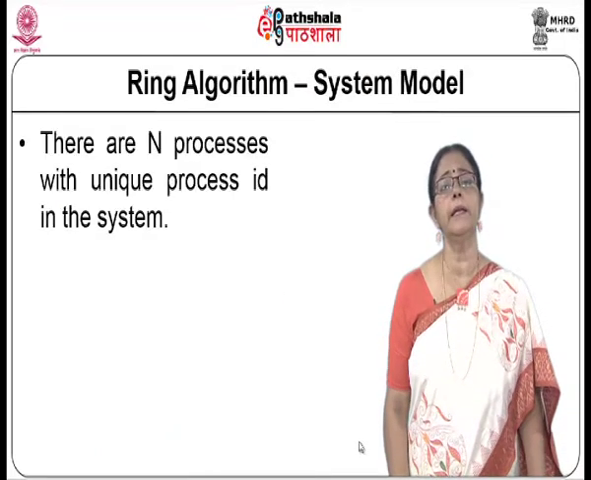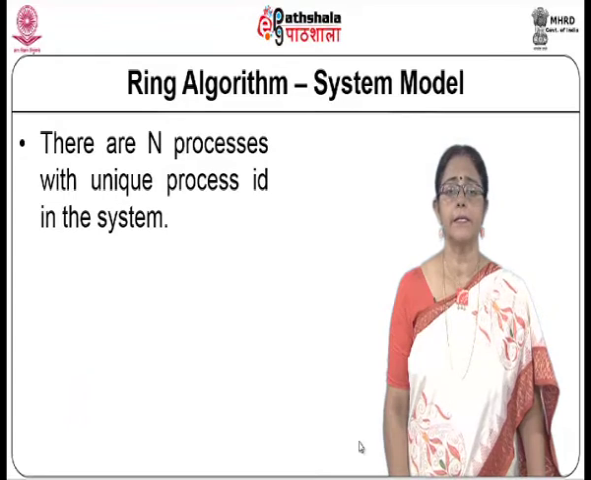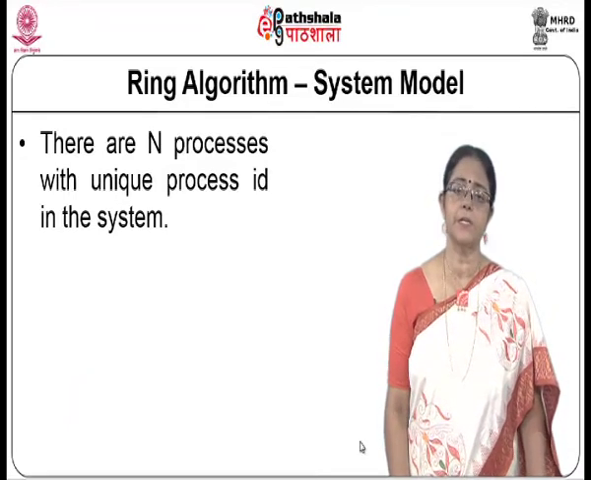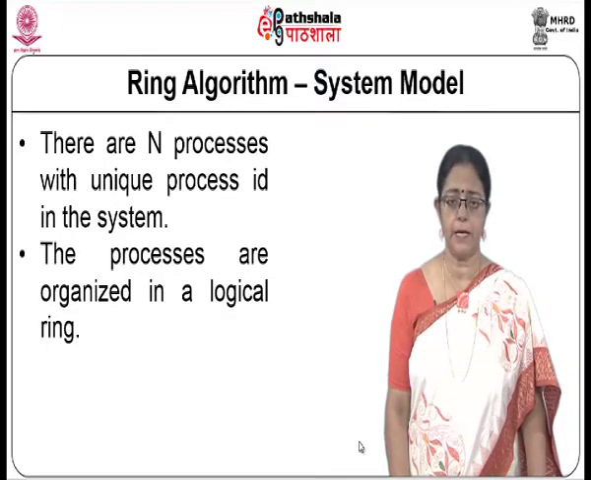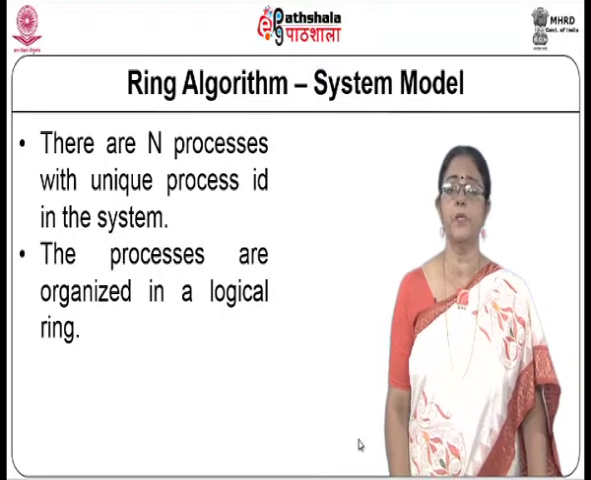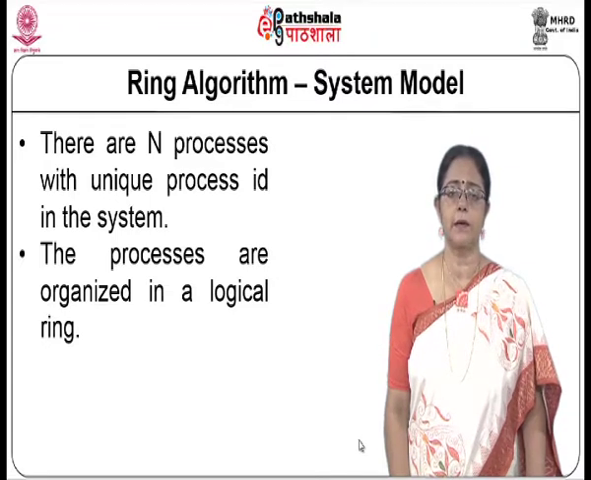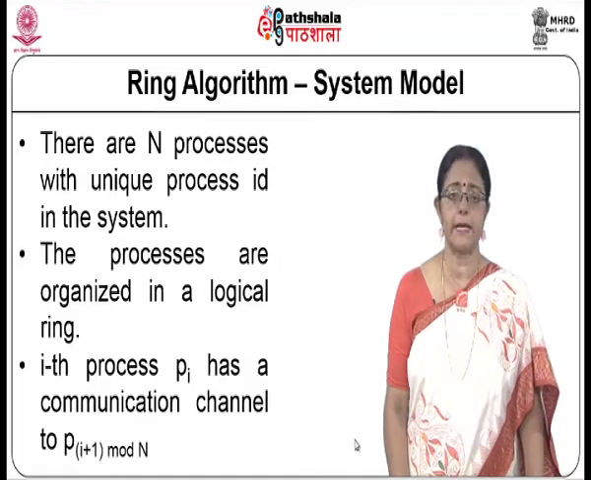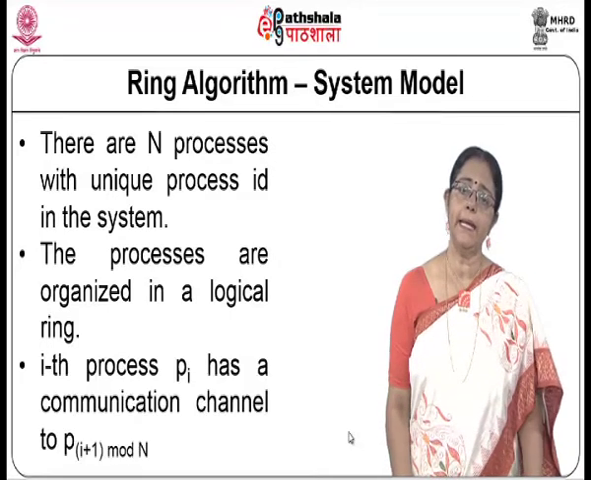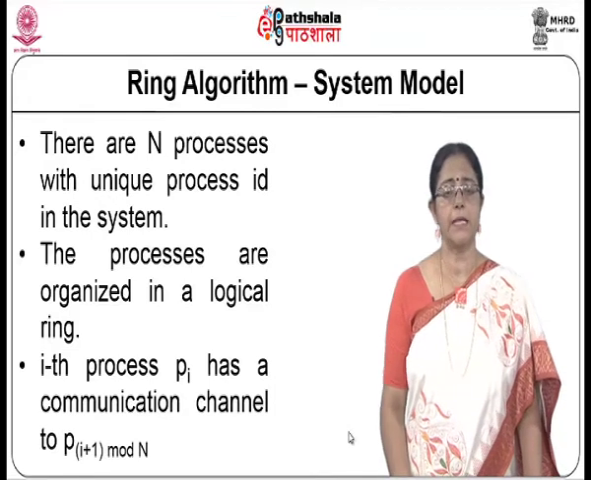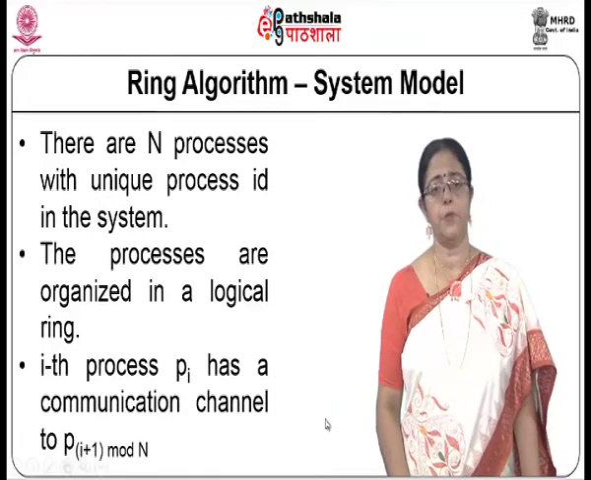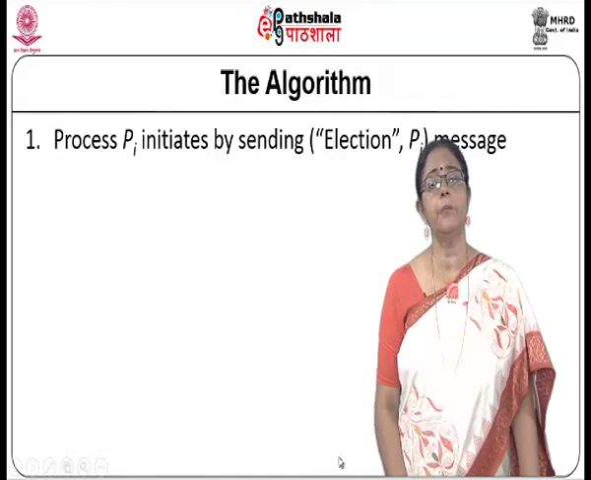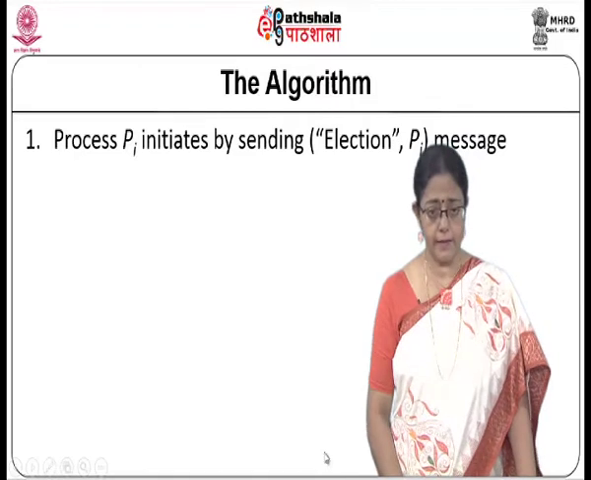So, for our ring election algorithm, what is our system model? Our system model is that there will be n processes, each process having a unique process ID, and the processes are organized in a ring structure, and any ith process has a communication channel to the next process, which is P(i+1) mod n. Now, we are looking at the algorithm.